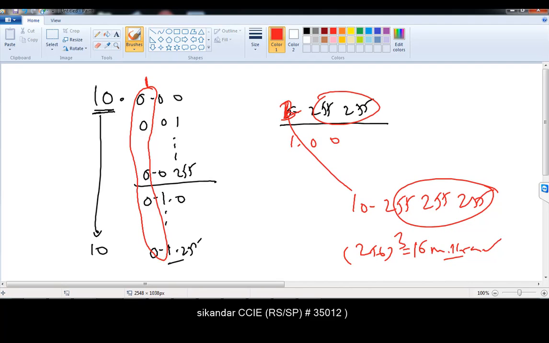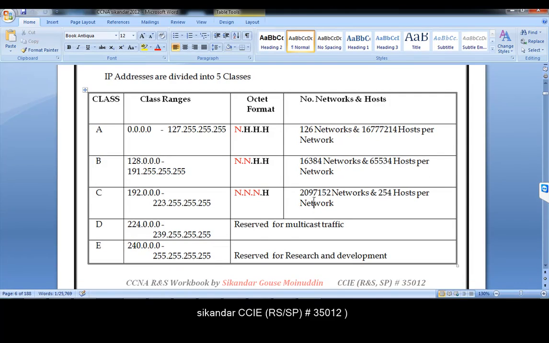Anyway, we just need to have an idea of which class supports how many addresses. As per our examples, a C class network supports these many addresses, and B class supports around 65,000 addresses. If you run different network combinations, starting from 128 to 191, you get more than 16,000 networks, and each network supports around 65,536 addresses. -2 we need to do for the network ID and the broadcast ID.